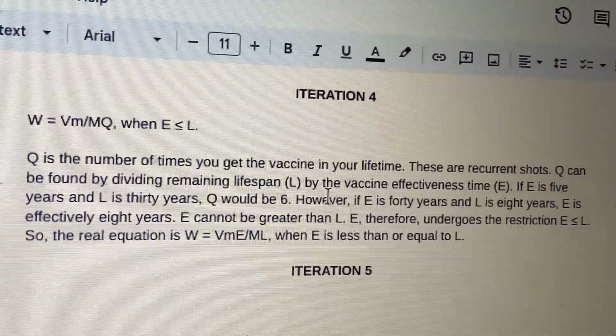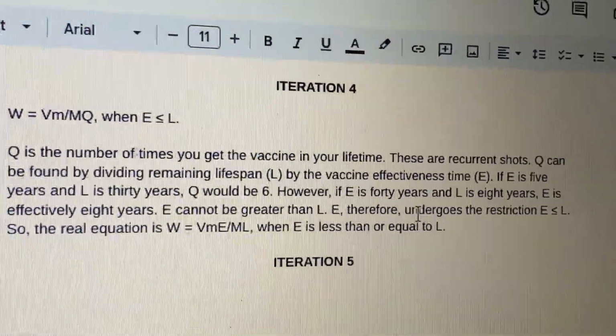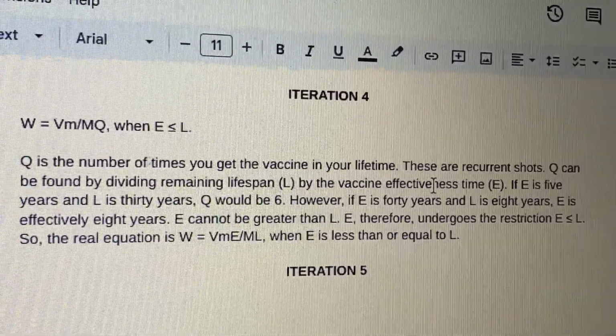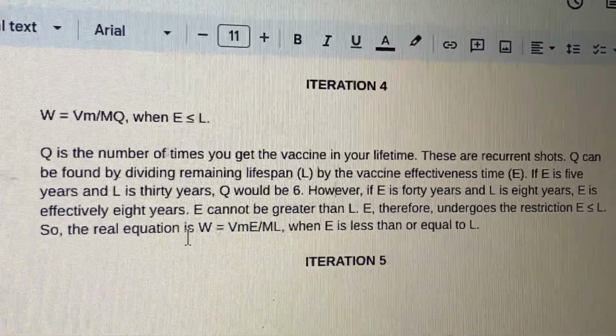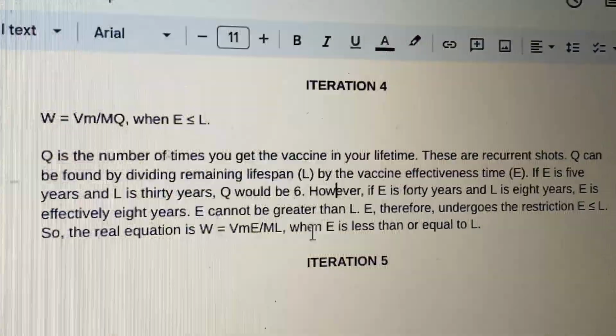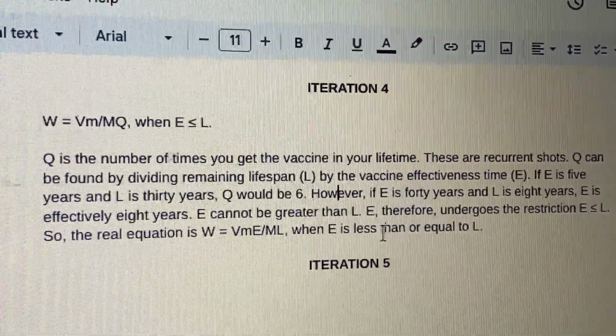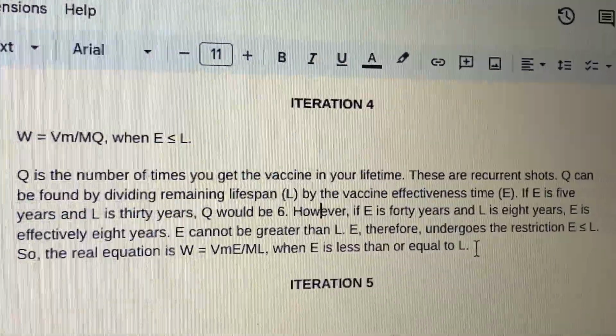So where was I? E cannot be greater than L. E therefore undergoes the restriction E is less than or equal to L, so the real equation is W equals VME over ML when E is less than or equal to L. Okay, let's unpack this.